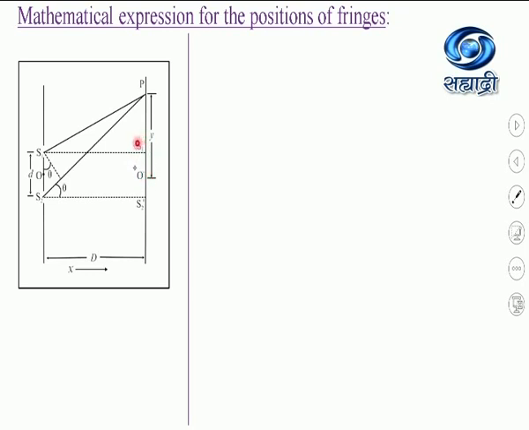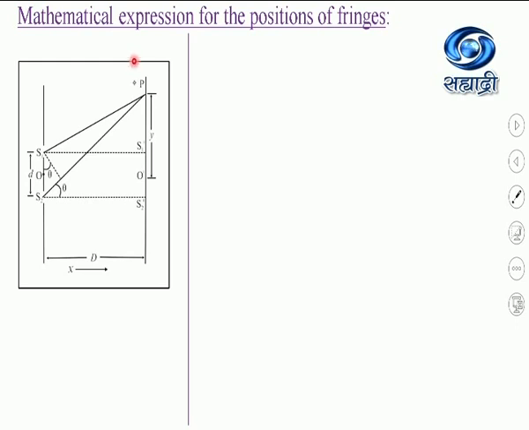So O dash is the point of constructive interference, and it is a bright point obtained on the screen, or we can say that the region surrounding this point is a bright region on the screen. So this is the central bright point of the interference pattern. So we have got the position of the central bright point or central bright fringe. Now let us obtain the positions of other fringes on the screen.